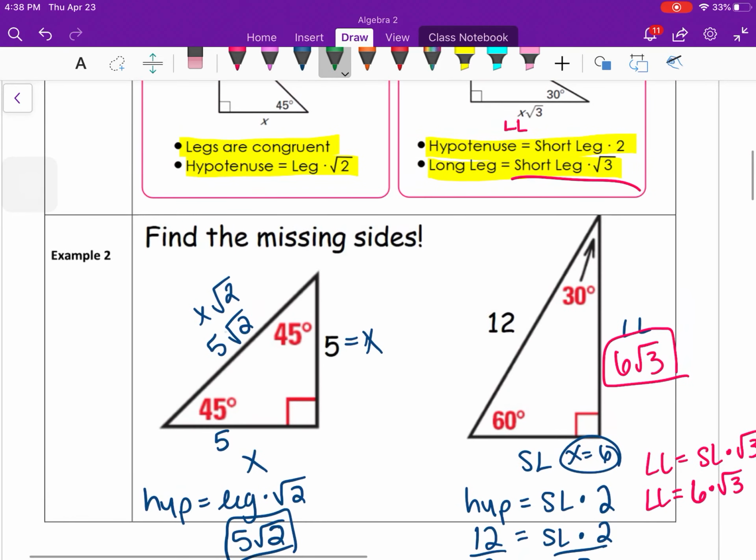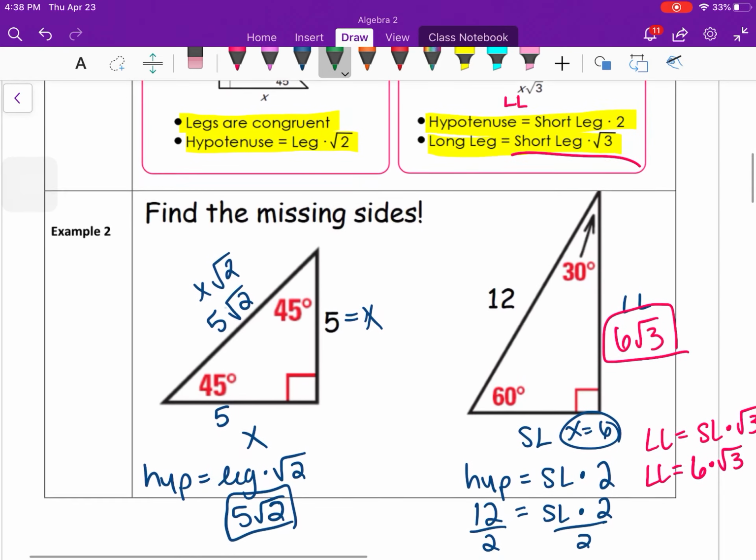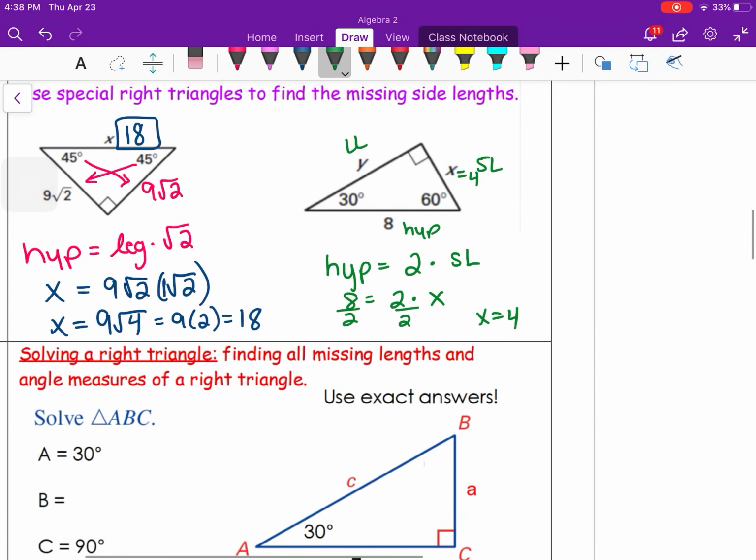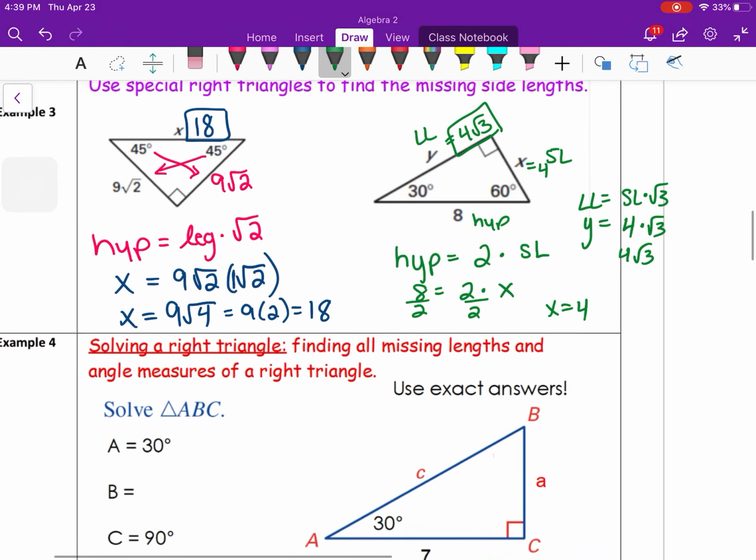So the hypotenuse is 2 times the short leg. Then the long leg is the short leg times the square root of 3. So y is equal to the short leg of 4 times the square root of 3. So 4 square roots of 3 for that one. And that's how we use those special ratios to help us find the missing lengths of the special right triangles.